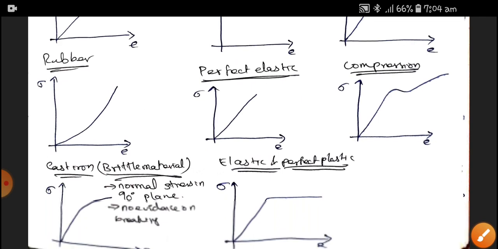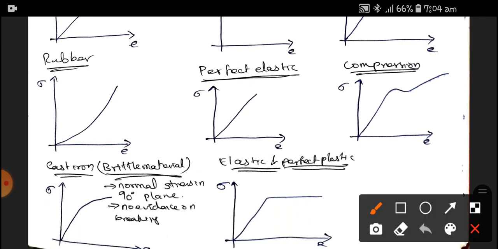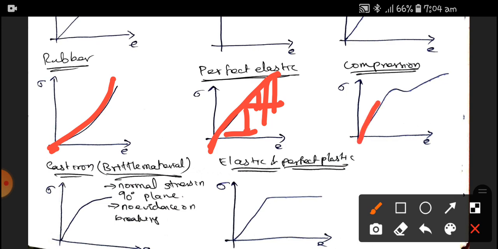And next, rubber is parabolic in nature, whereas the perfect elastic is linear in nature. Everywhere there you will see Hooke's law. In compression also, the perfect elastic will produce a beautiful curve. It will produce a clear evidence before fracture.